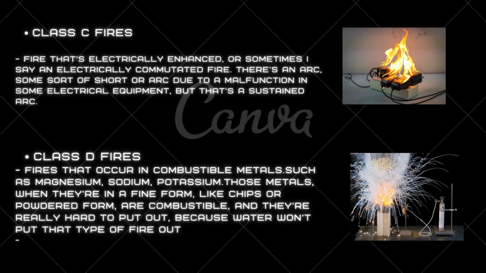Class C fire is fire that is electrically energized, or sometimes I say electrically commutated fire. An arc, some sort of short or arc due to a malfunction in some electrical equipment, but that is a sustained arc. Class D fire occurs in combustible metals such as magnesium, sodium, and potassium. Those metals, when they are in a fine form, like chips or powdered form, are combustible and they are really hard to put out because water won't put that type of fire out.